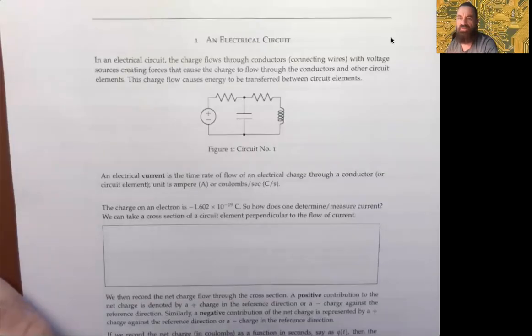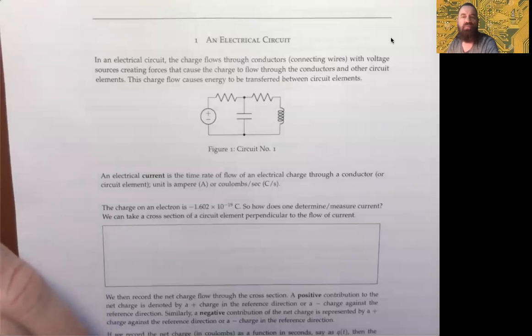The first two sections of chapter one are an introduction to electrical circuitry. Beginning with page 3 of the workbook, let's start off talking about current. In an electrical circuit, charges flow through conductors, typically wires, connecting wires that conduct electricity.